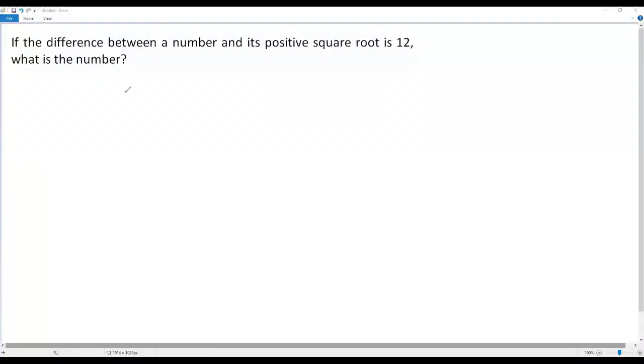Here we have a SAT math problem. Okay, let's go to the question. If the difference between a number and its positive square root is 12, what is the number? Okay, now let me assume x as the required number. Let me write the stuff over here.